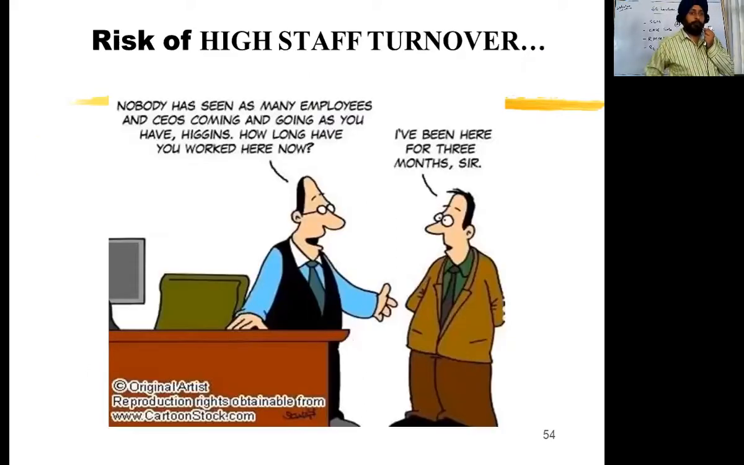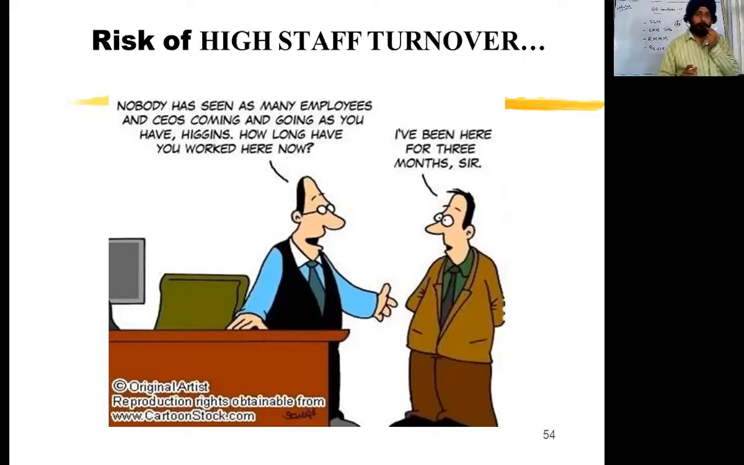Just go through this slide. I will stop here. So what are the different types of risk? One is high turnover. Nobody has seen as many employees and CEOs coming and going. The CEO, the main authority of a company, if you see a company where the CEO keeps changing within a very short time, then your company is at risk.